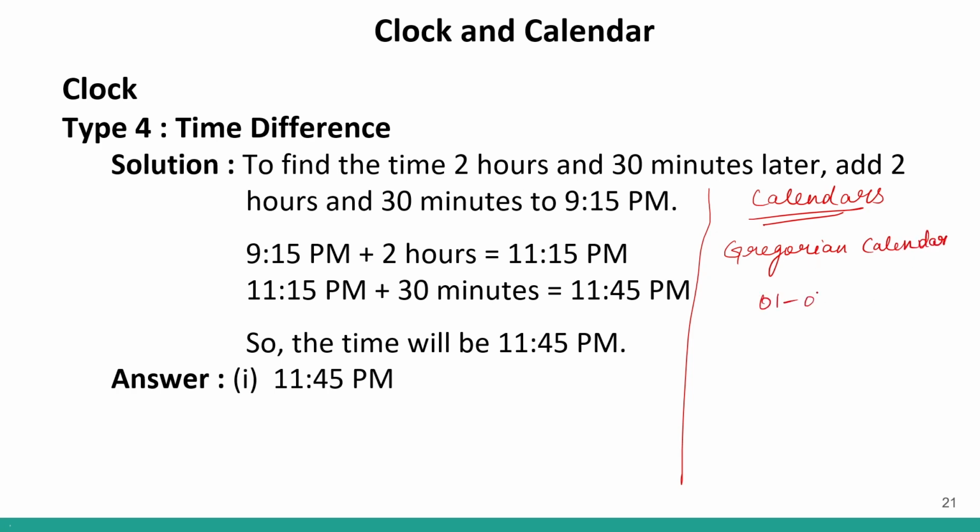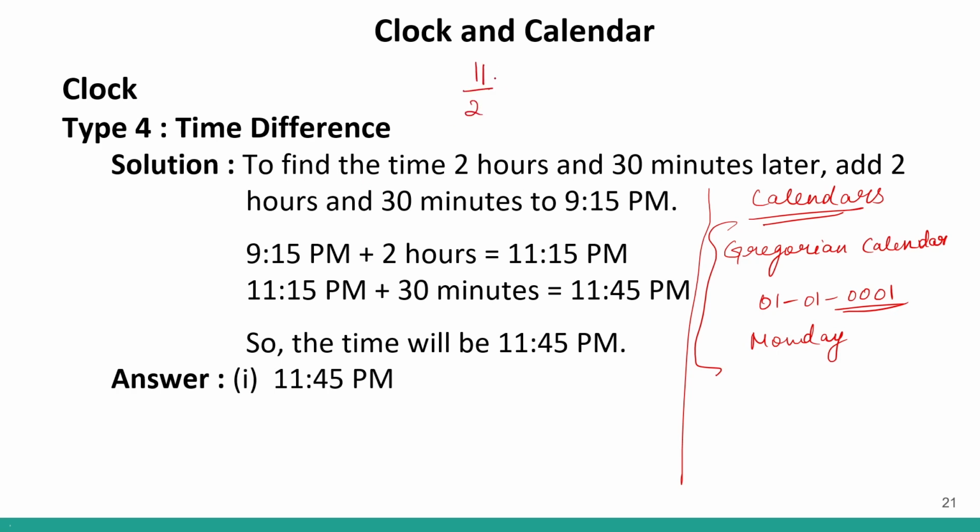It starts from 01-01-0001 and the first day is Monday. So this is the basic concept. This calendar is being followed to answer the calendar type of questions. So in the next lecture, we will discuss some basic concepts. We will revise the basic concepts and then we will solve some more questions on calendars. So in today's class, we discussed all the types of questions that you can get on clocks.